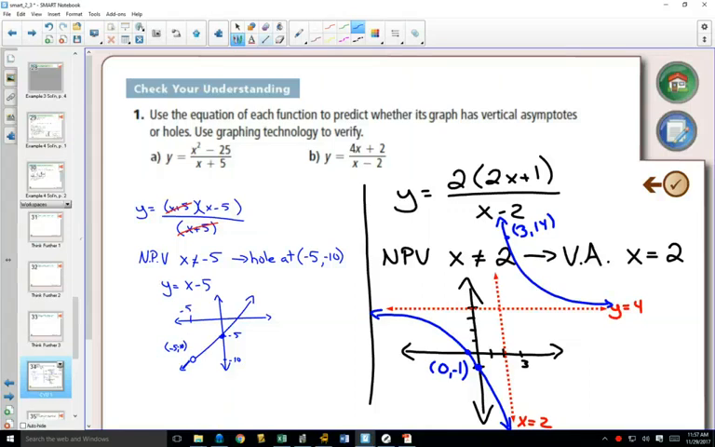Now another point that wouldn't be hard to find is our x-intercept. Our x-intercept is when y is equal to 0. And y is equal to 0 means this fraction would equal 0. The only way a fraction is equal to 0 is if the numerator is equal to 0. Can you see that that happens at negative a half? If I plug in negative a half for x, my numerator would equal 0. And so we're able to sketch that graph as well.